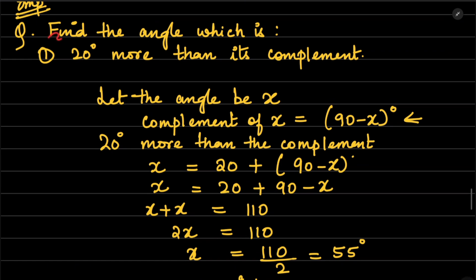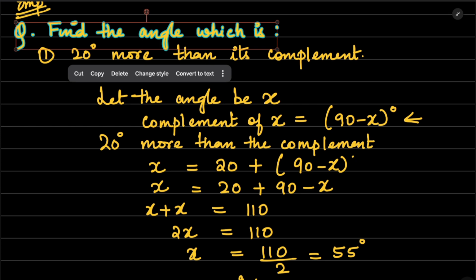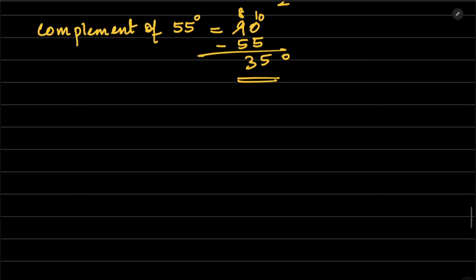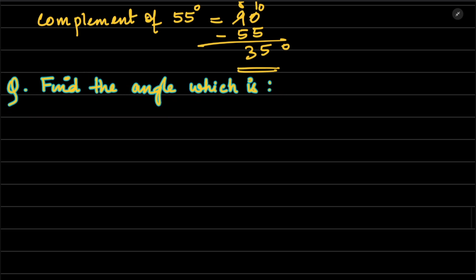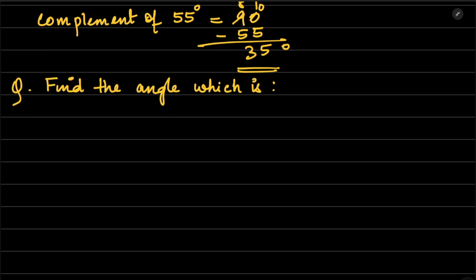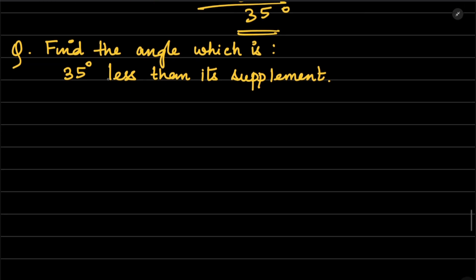Suppose the question is: find the angle which is 35 degree less than its supplement. Let's do the same way. So again, as I said, do not panic. Let us start by assuming the given angle as x. Let the angle be x.